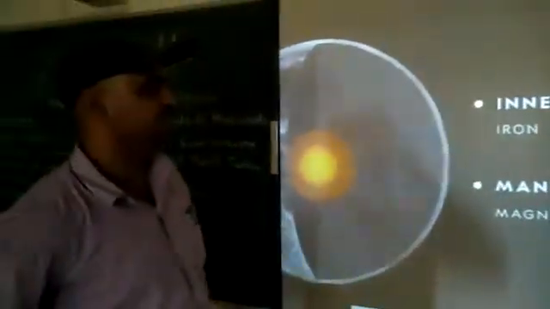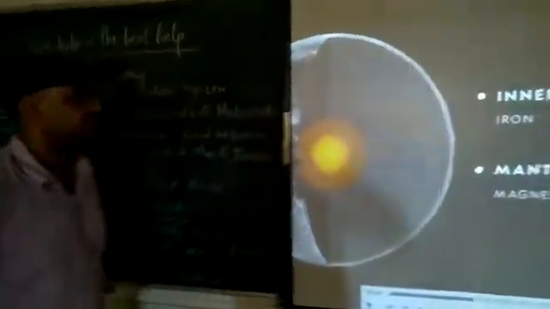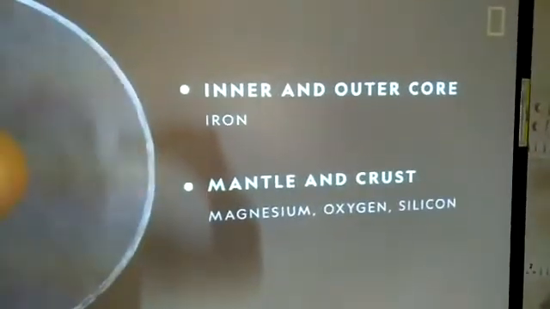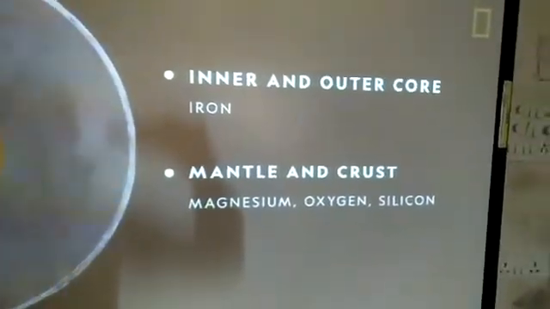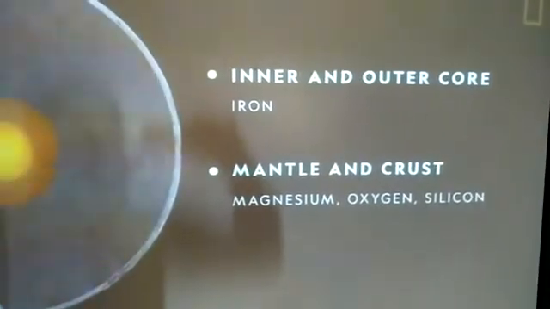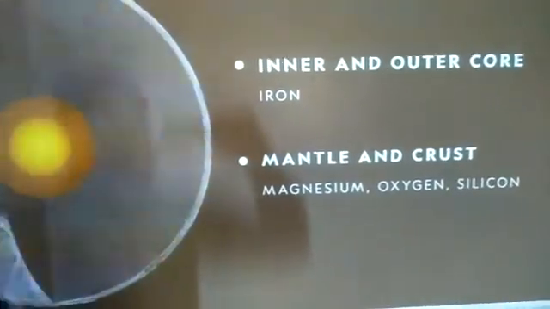So these are the parts from which the moon is made. So it has an inner and outer core, which is made up of iron, and then its mantle and crust contain magnesium, oxygen, and silicon.